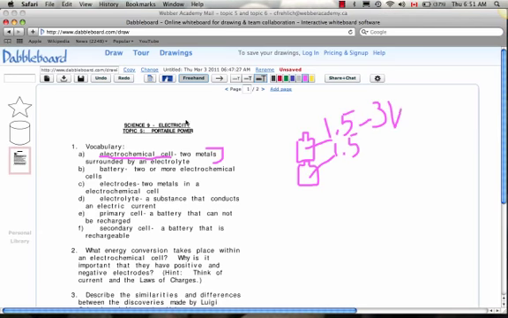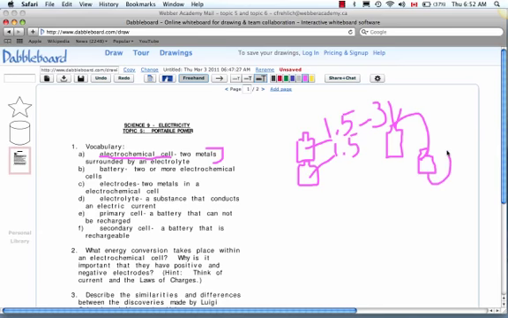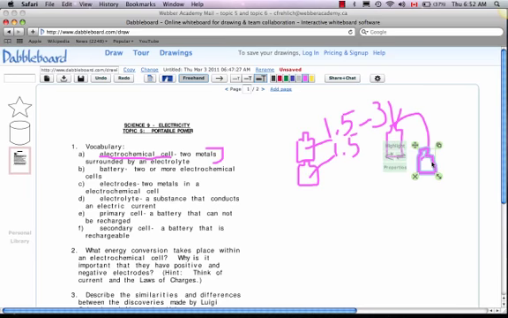Or if we hook them up in parallel with a wire like this going through them and then another wire, then what would happen there is it would only be 1.5 volts, but it would last longer. Let's keep going.